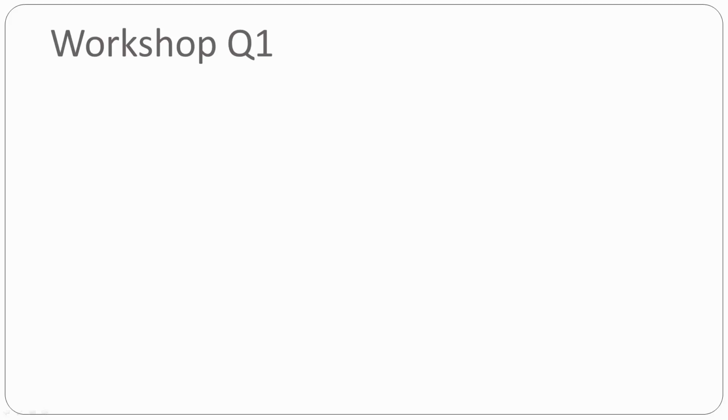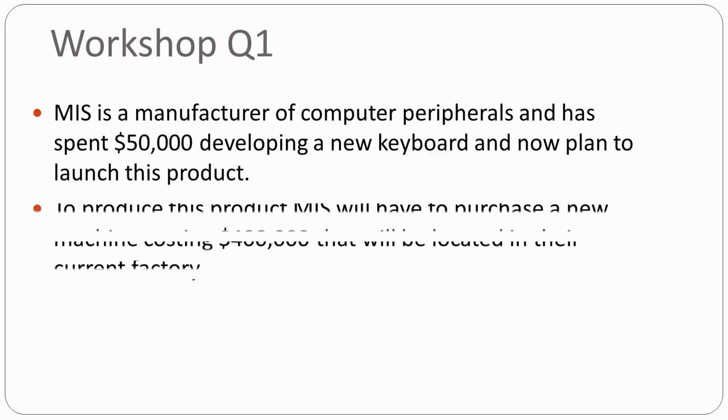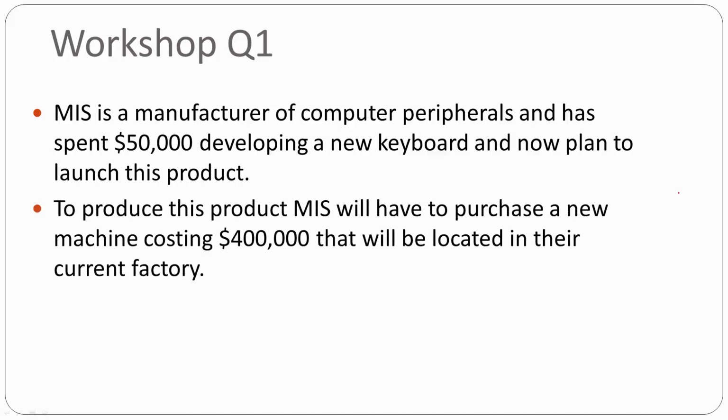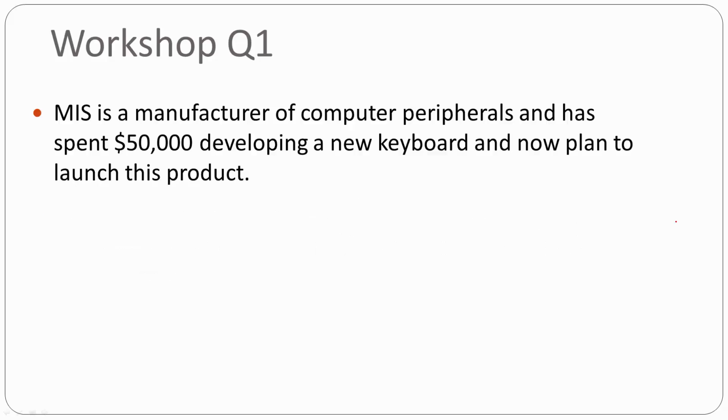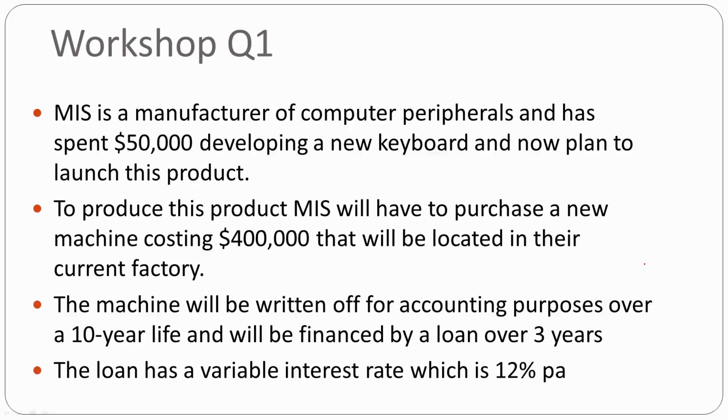One more example. MIS is a manufacturer of computer peripherals. They've spent $50,000 developing a new keyboard, and now they're going to launch it. In order to launch it, they need to invest in new machinery worth $400,000, which is going to be in their current factory. So we don't need to get or rent another factory. And the machine's going to be written off for accounting purposes over 10 years, and they're financing it by a loan, which has got an interest rate of 12%. Guess what? Both of those last two things are going to be irrelevant.